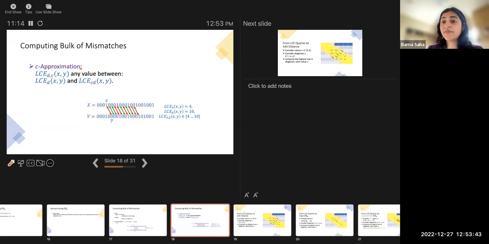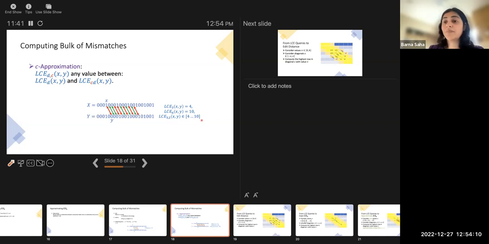We can have an approximate notion of LCE queries, which is any value between the LCE d query and the LCE c d query. So for example, LCE 3 of x, y is 4, as we saw in the last example. LCE 6 of x, y here is 10. So an approximate LCE query can return you any answer between LCE 3 and LCE 6, that is between 4 to 10.